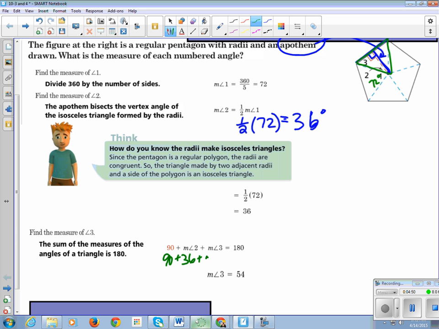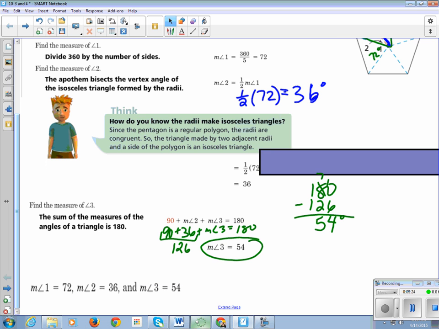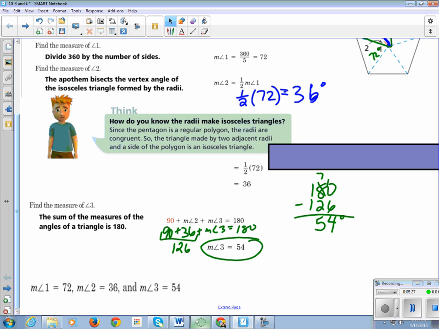To find the measure of angle 3, we are going to use triangle sum, which is 180 degrees. Here's our 90, this little corner. Angle 2 is 36 that we found. So 90 plus 36 plus angle 3 is 180 degrees. So 90 and 36 is 126. So 180 minus 126 is 54 degrees. Going back to our original question, what is the measure of each numbered angle? Angle 1 is 72, angle 2 is 36, and angle 3 is 54.